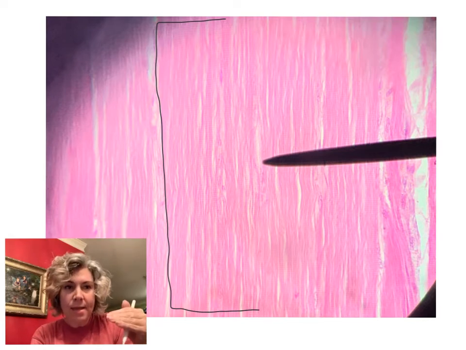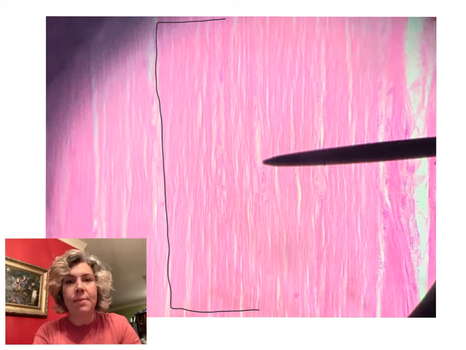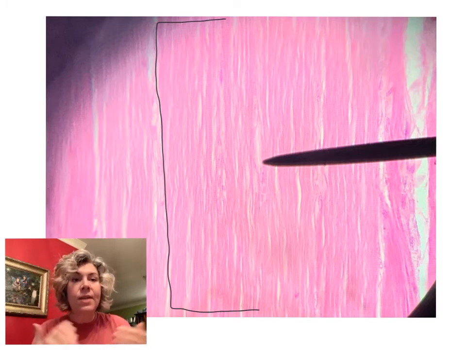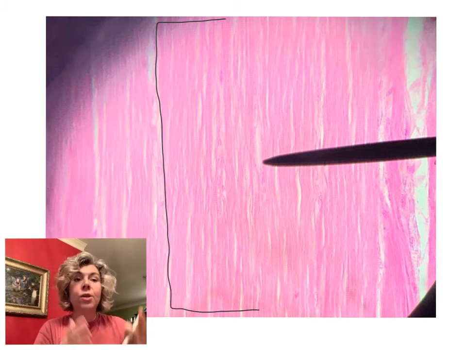This is the I band, which is the light band, and the A band, which is the dark band. And it's the arrangement of those myofilaments, your actin and your myosin, that's creating those striations. So when you're identifying skeletal muscle, look for fibers running parallel with one another and look for those striations.